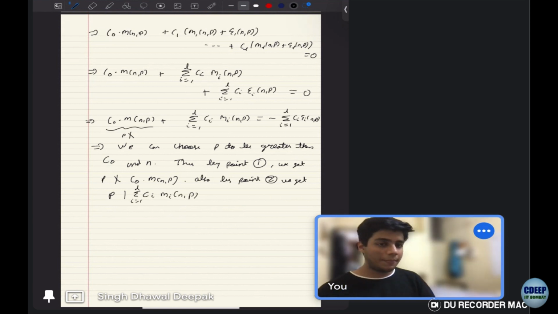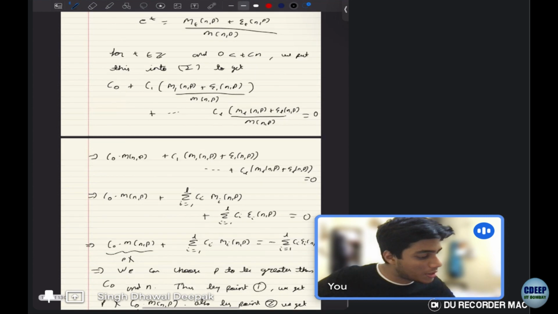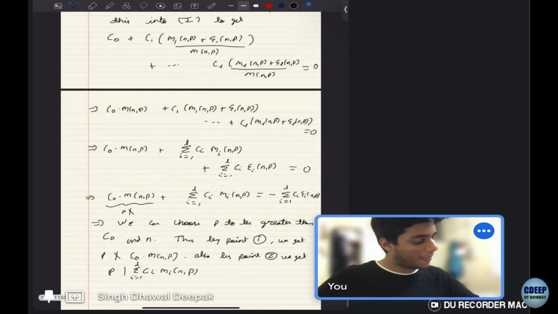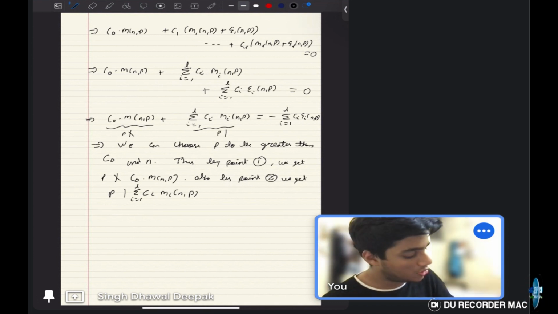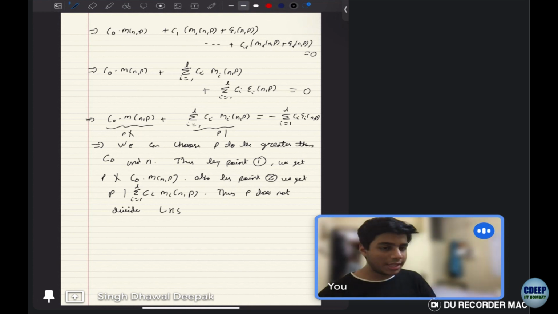Why? Because for t less than n and greater than 0 and t being an integer, this is what our point 2 was, that t an integer, mt of np is an integer divisible by p. And so, this entire thing is divisible by p. So, what we can conclude from here is that, thus, p does not divide LHS. So, let's say if we have 3 plus 2 and 2 divides 2 but 2 does not divide 3, then 2 will not divide 3 plus 2. This is an easy observation that we can state. And so, p does not divide LHS.